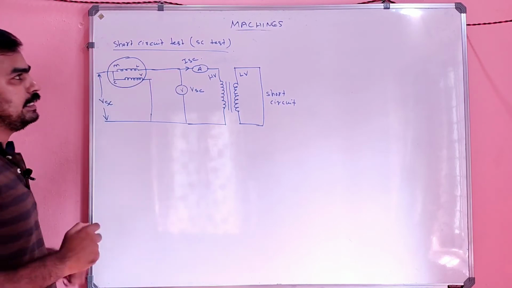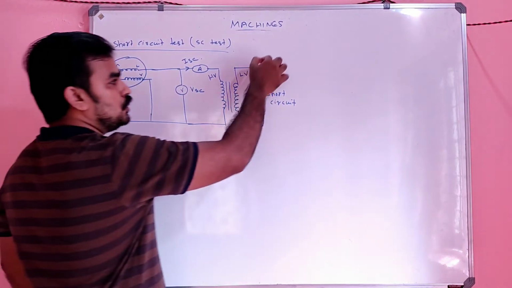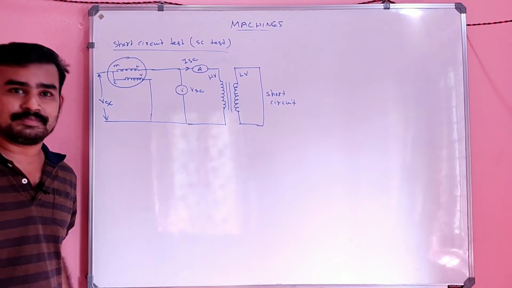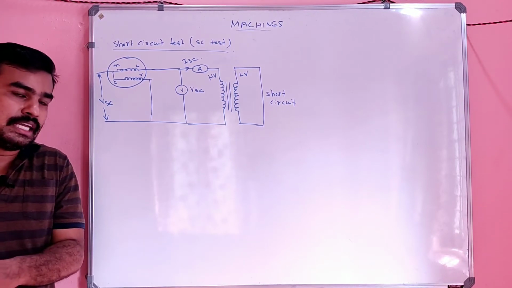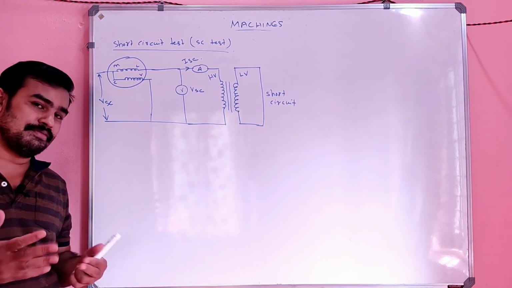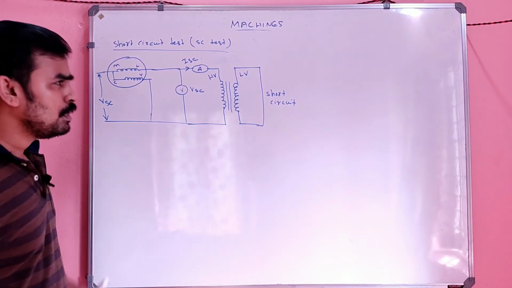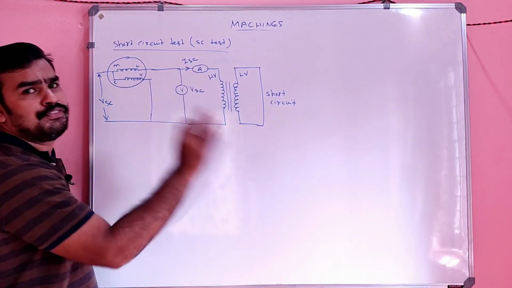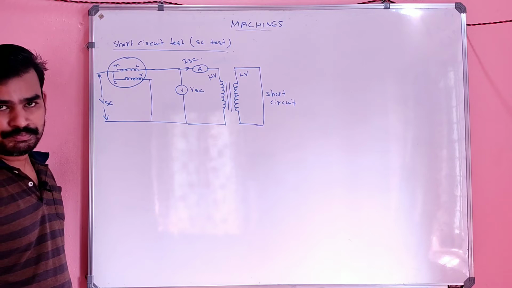But here in the SC test, short circuiting means nothing, my dears. That was a no load condition. Short circuiting means it's a full load condition. So for the full load condition, of course there will be maximum current flowing in the primary side, right?